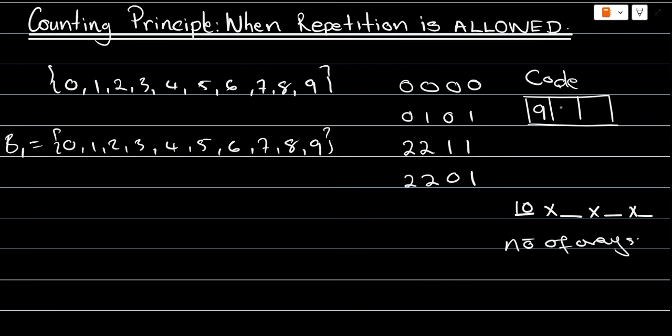Have a distinction. So this is our code over there. This is the number of ways of creating that code. Okay, now we have chosen number 9.